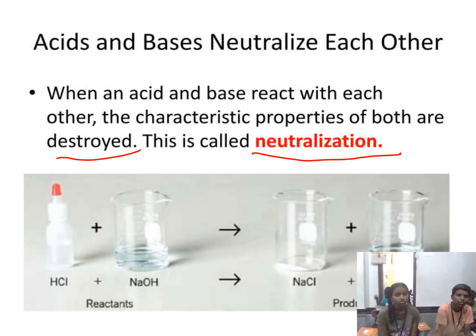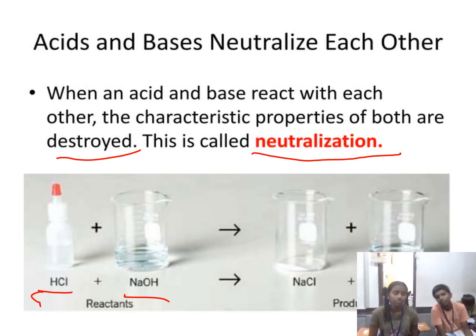So when you add an acid which has a pH of 1 to 7 and when you add a base of pH 7 to 14, then both will get neutralized and the pH will be 7. That is called a neutral solution. For example, HCl reacts with NaOH. HCl is an acid, right?